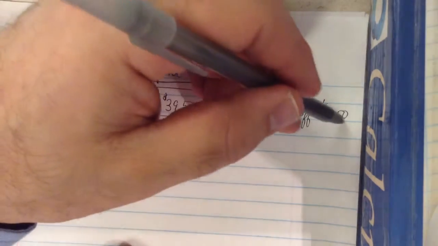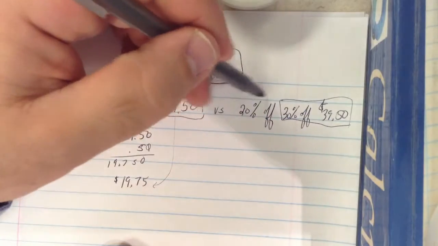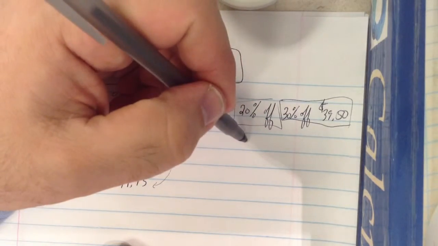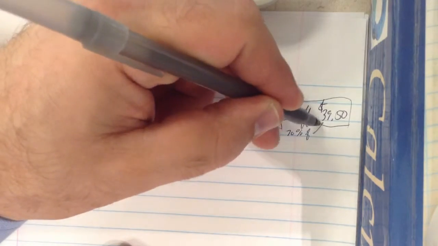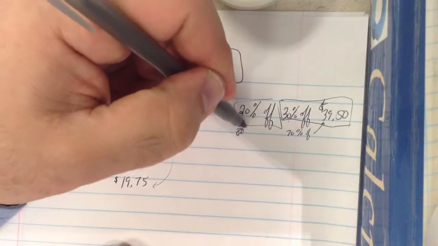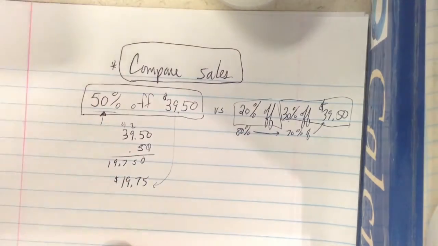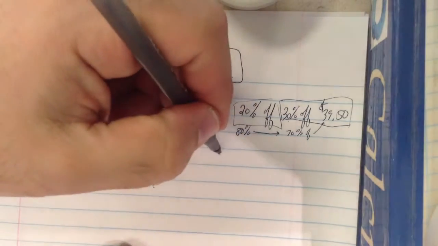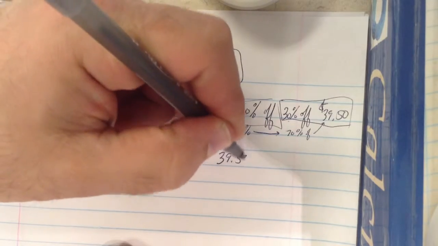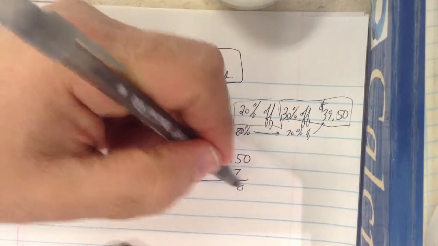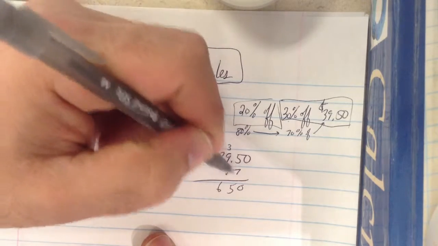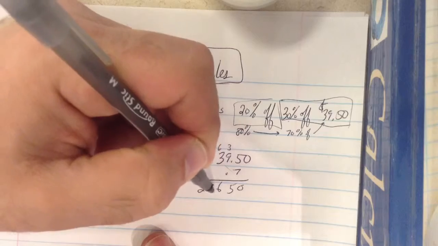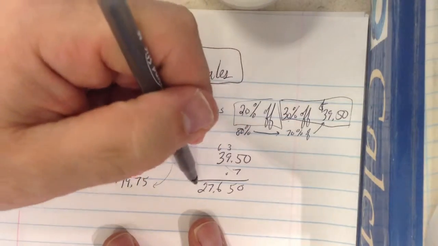If I had a 30% off coupon and then a 20% off coupon, if I had 30% off, I'm really paying 70% of the price. And if I had 20%, I'm actually paying 80% of that 70%. So let's do the 70% first. So it's $39.50 times 0.7. So the 30% coupon brought the price down to $27.65.